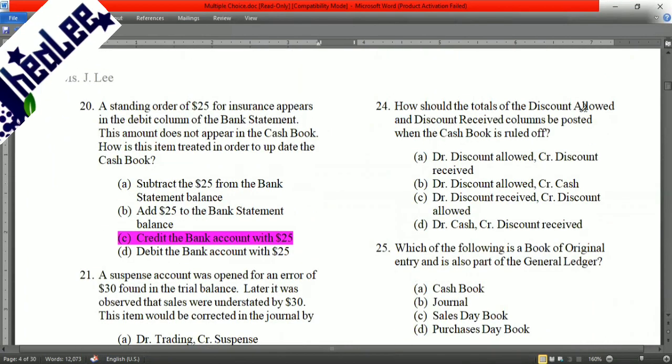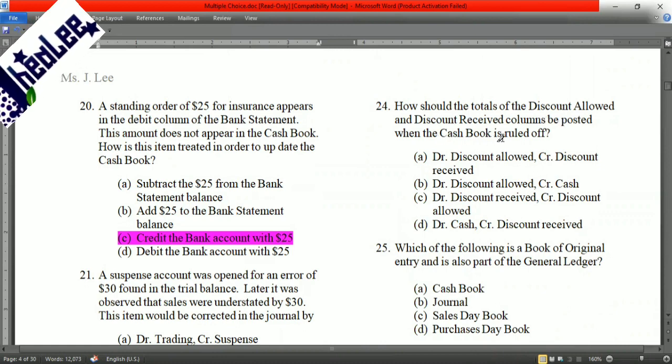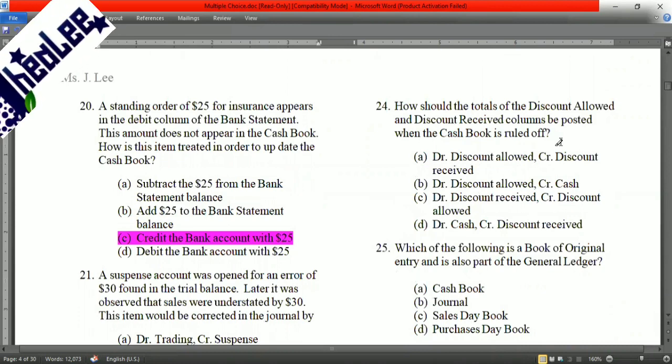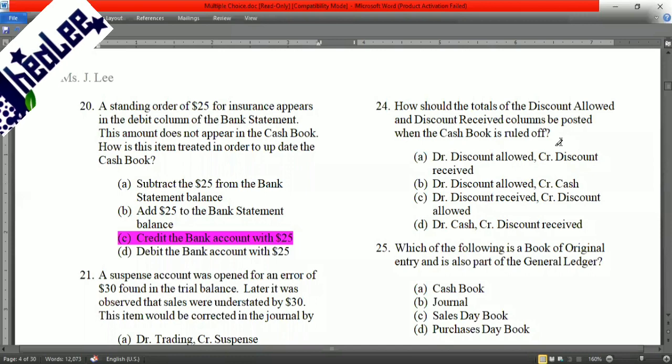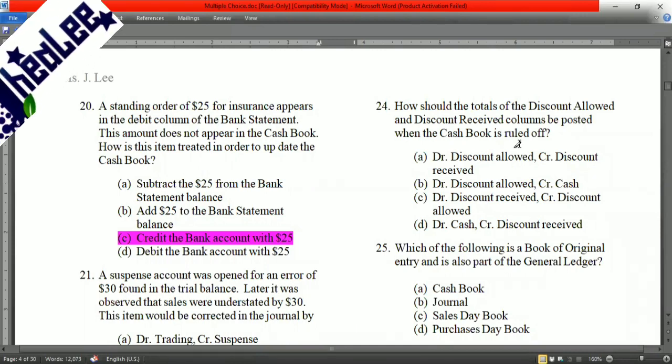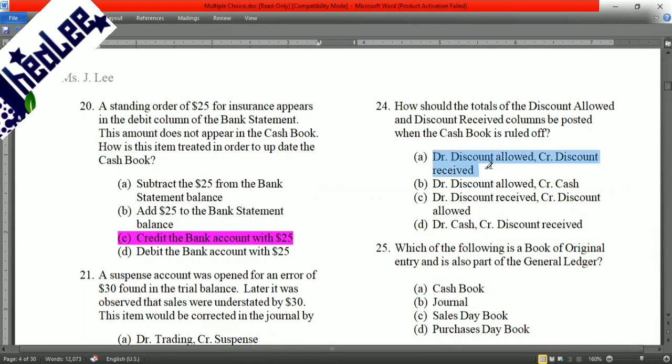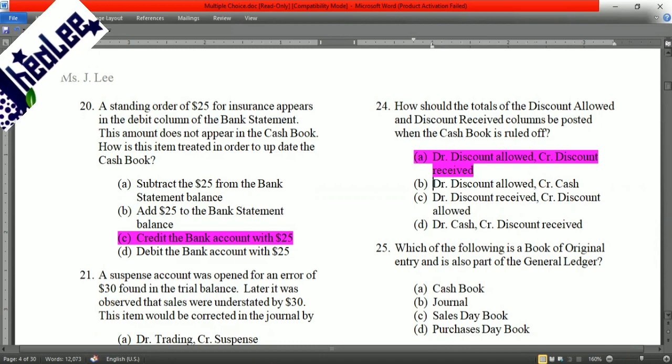How should the totals of discount allowed and discount received columns be posted when the cash book is ruled off? All you need to know is that discount allowed is an expense. And because it is an expense, in posting to the account, you're going to debit. And the discount received is a revenue, and revenues carry credit balances. So therefore, you're going to credit your discount received account. So our response there is A. Debit discount allowed, credit discount received.